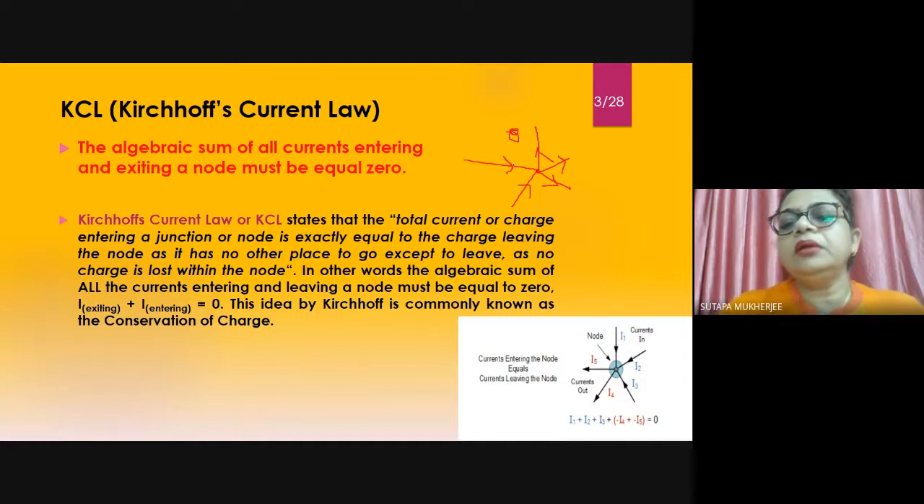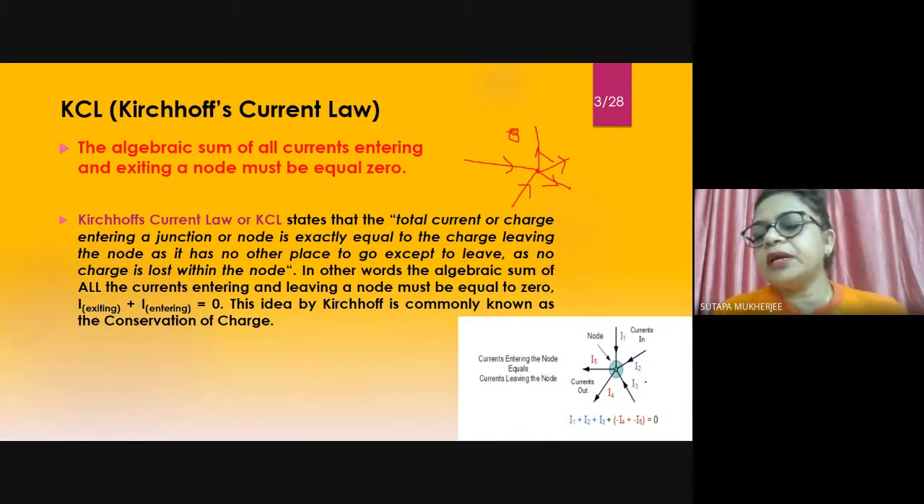So this is I1, this is I2, this is I3, this is I4, this is I5. If you consider current entering as plus and leaving as minus, then in this picture, what will happen is I3 plus I2 plus I1, and after that minus I4 minus I5, that is equal to 0.